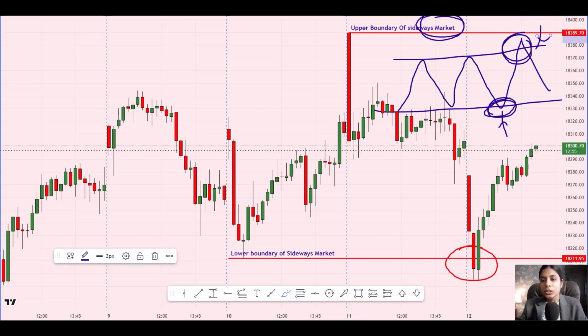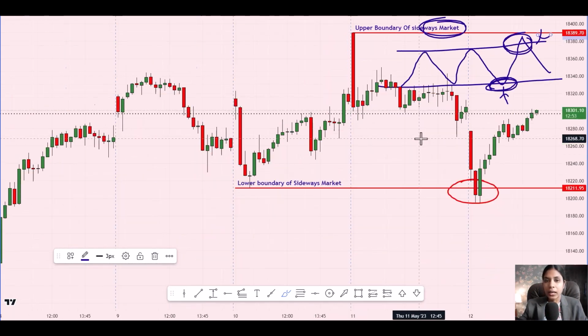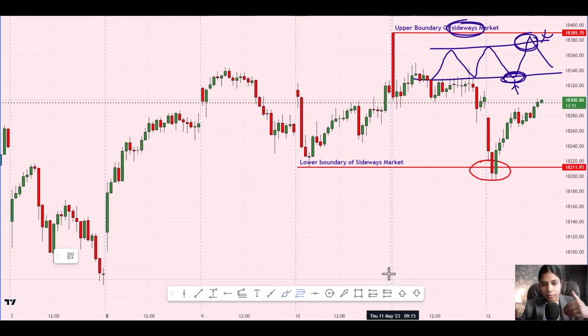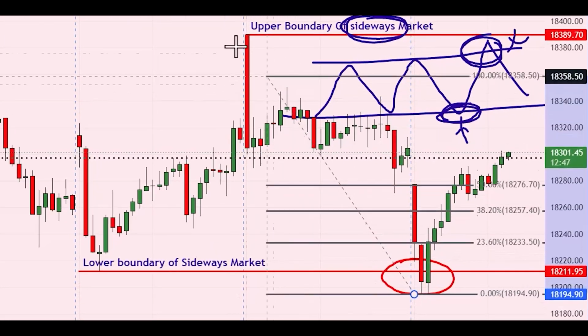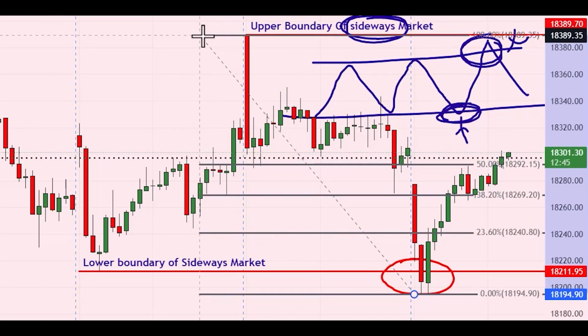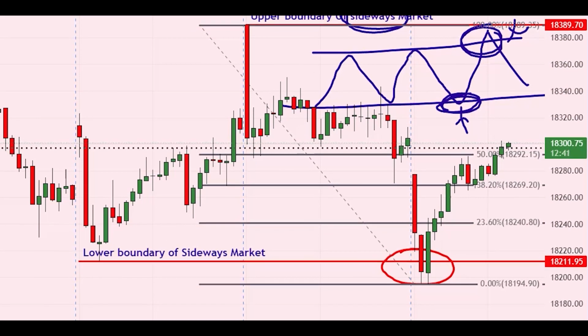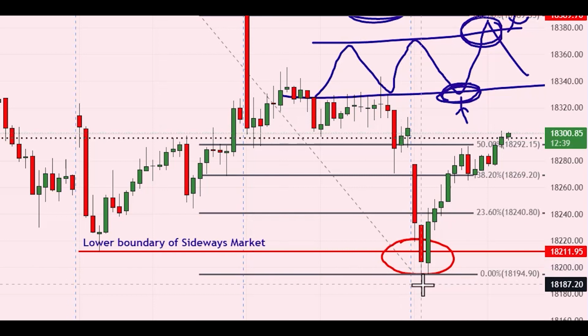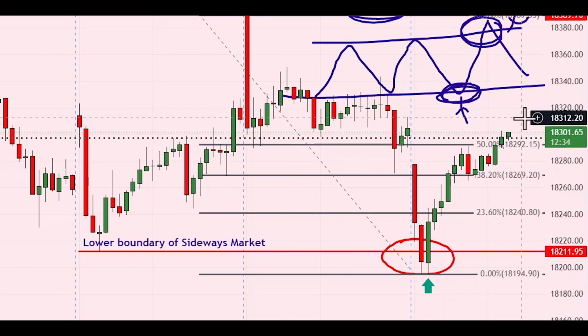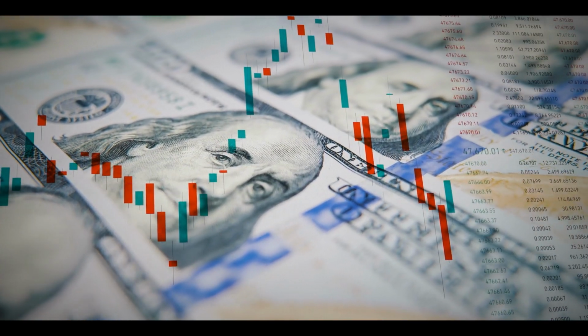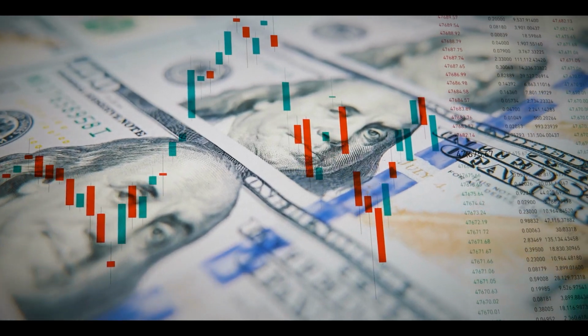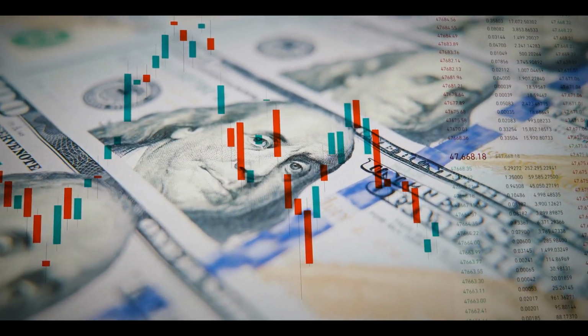Like in this case you can see, if we apply a Fibonacci retracement from here to here, you can see that we already reached 50%. So your first target, if you bought it here, is your 50%, which is already reached. And this is the time when you book half the profits and look for further profitability.